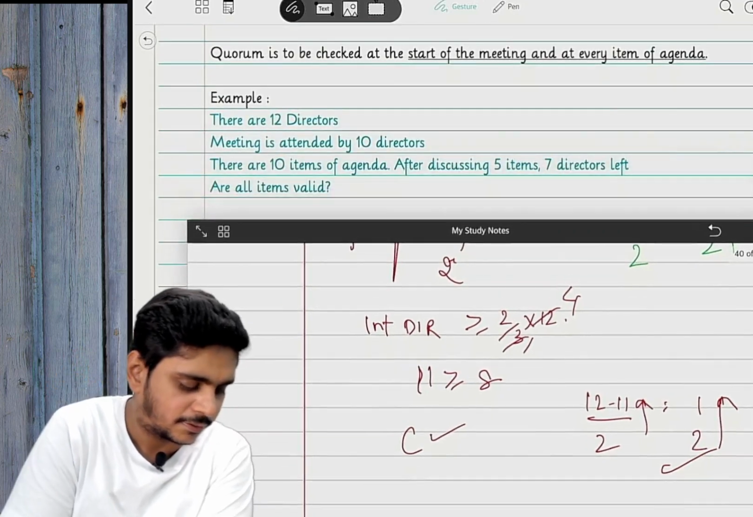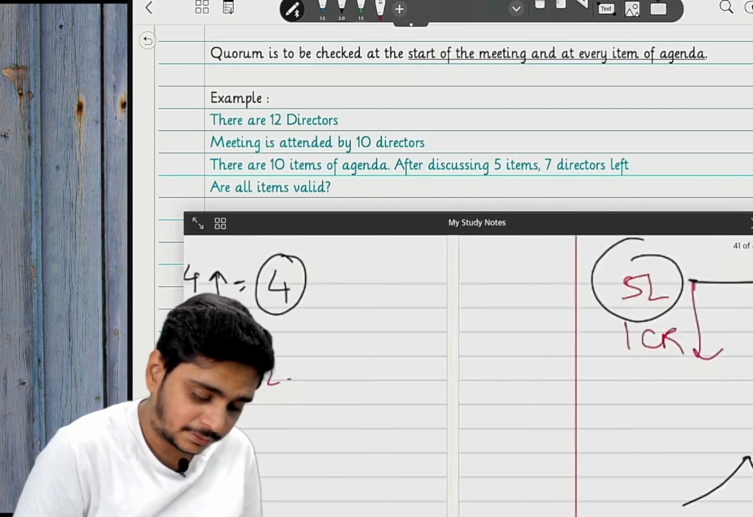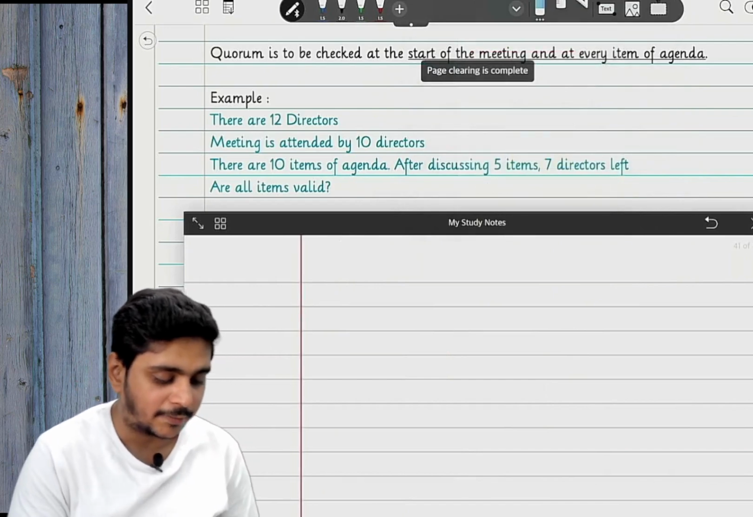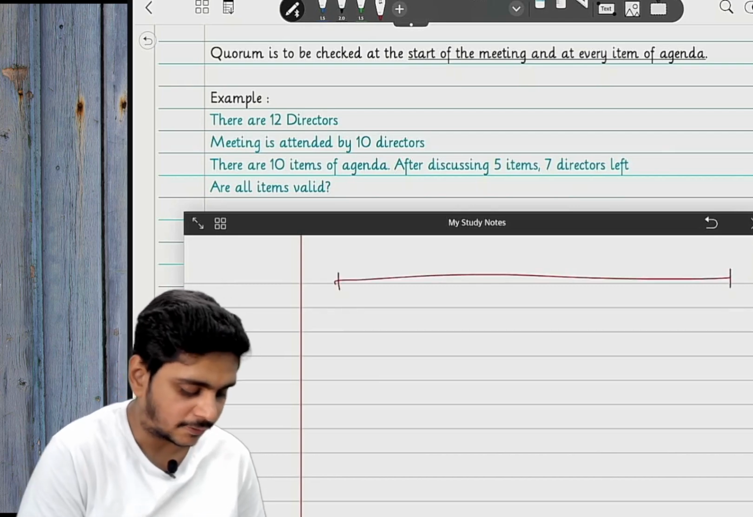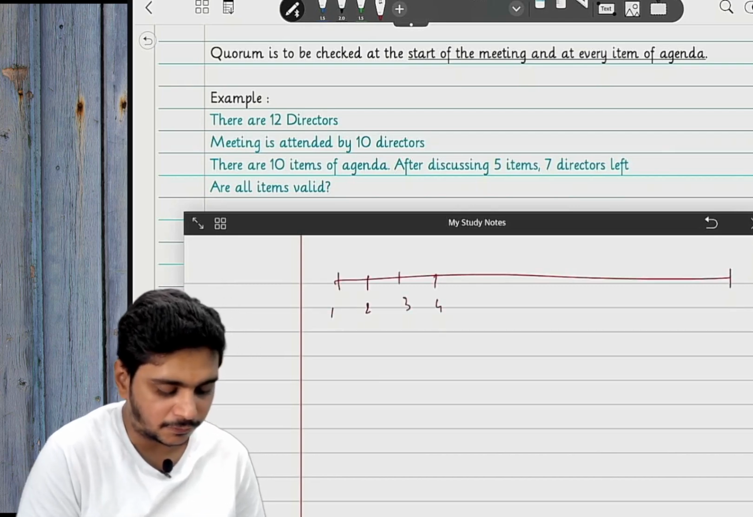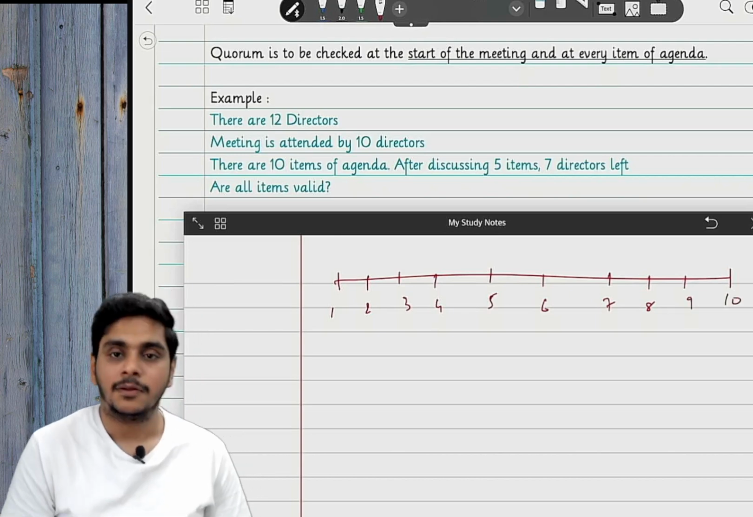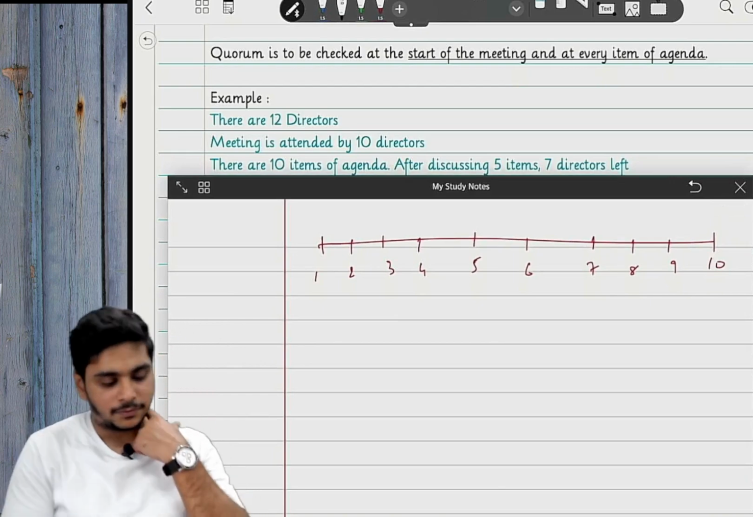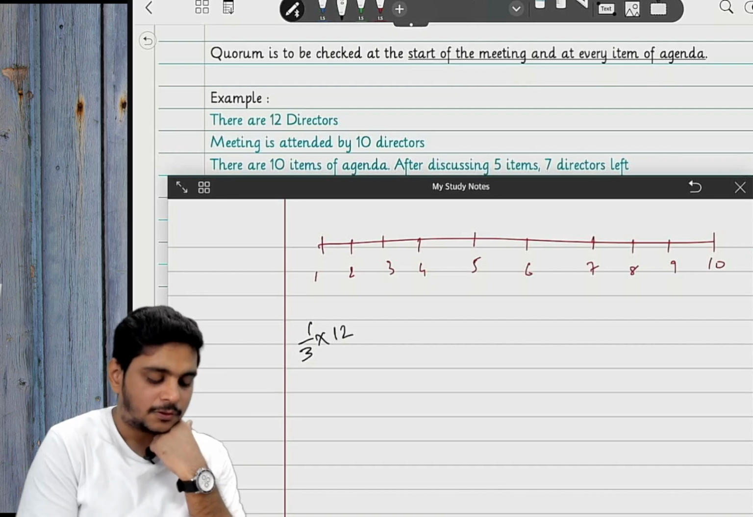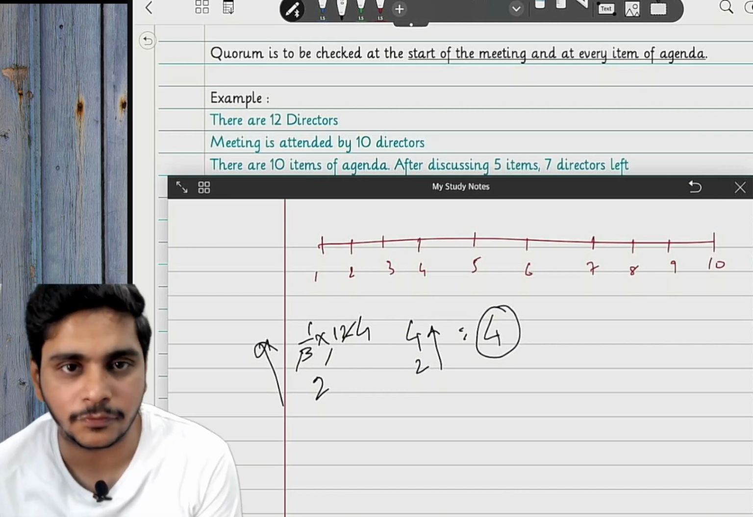See the question here. There are 12 directors. The meeting is attended by 10 and there are 10 items of agenda: 1, 2, 3, 4, 5, 6, 7, 8, 9, 10. Let's check the quorum. Quorum is 1/3 of the total or 2, whichever is higher. One-third of 12 is 4. 4 or 2, which is higher? 4 is my quorum.